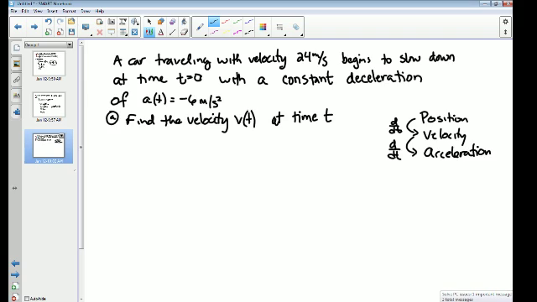Remember your position, velocity, and acceleration are derivatives of each other. We have to bring the acceleration back to the velocity, the antiderivative of the second derivative. You're given the acceleration function, we have to go back to the velocity, so we're doing antiderivatives here. We need to calculate the integral of -6. It's just a number.